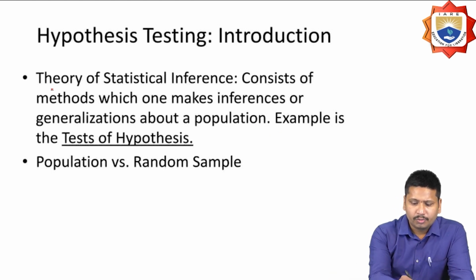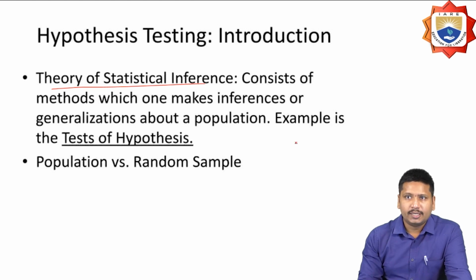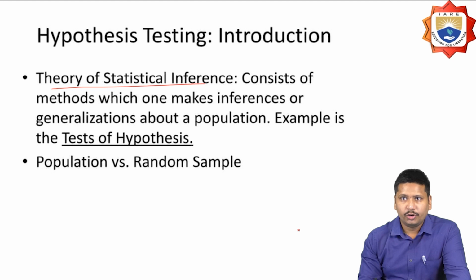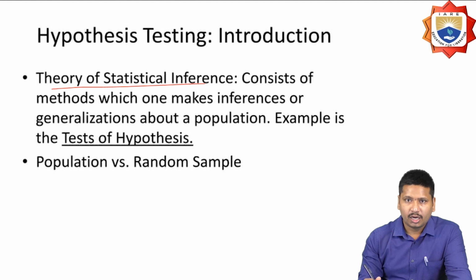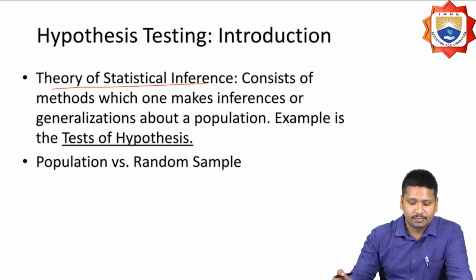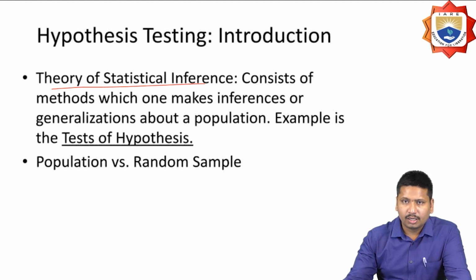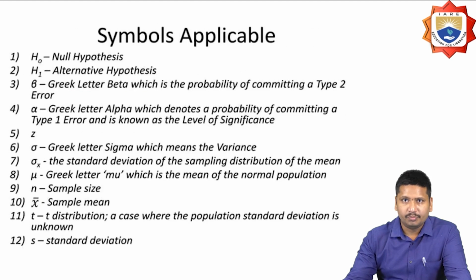You already covered in the previous video what statistical inference is, right? In statistical inference, we have many kinds of methods which make inferences or generalizations about the population. In order to test that, we have a test of hypothesis here. For testing this, we need a population and then a random sample.